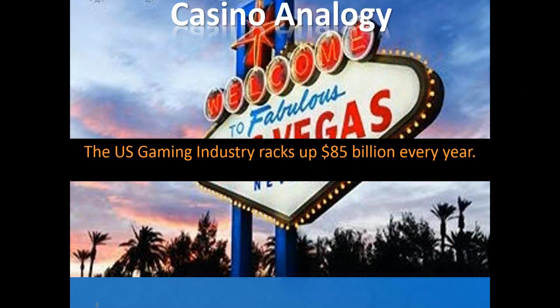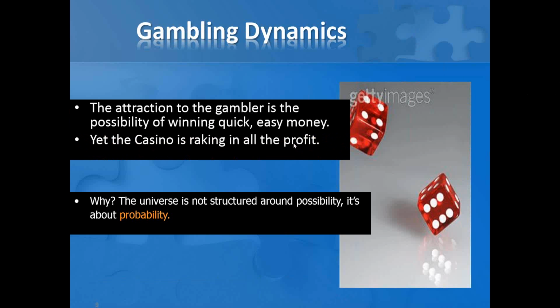How are the odds in their favor? Well, the casino industry and their model hasn't changed in hundreds of years. Since gaming has been around, they've used the very same systems. They've invented new games, but many of the games they've been playing for hundreds of years are still being played today, and they're still making money off of them. Why? Because there's a probability, and the probability is in the direction of the house, being the casino. That's clear. So the attraction to the gambler is the possibility of winning quick, easy money, yet the casino is raking in all the profits.